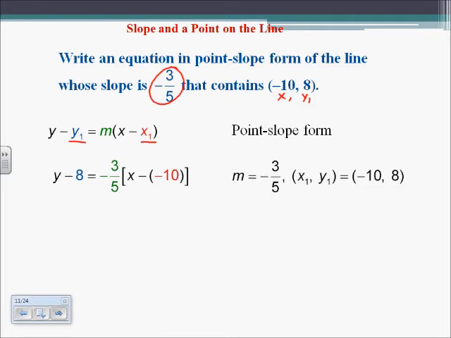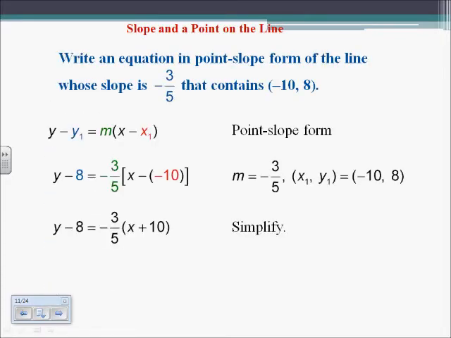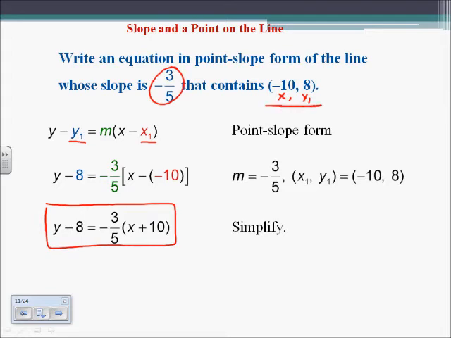Y minus 8 is equal to negative 3/5 quantity x minus a negative 10. We can simplify that statement then to y minus 8 is equal to negative 3/5 quantity x plus 10, and we shall have our simplified answer here. So the final answer left in point slope form is y minus 8 is equal to negative 3/5 quantity x plus 10. There will be some questions that you're asked to leave it in point slope form. The nice thing about point slope form is it tells you exactly what you need for that form. You need a point, which we have, negative 10, 8, and a slope, negative 3/5.